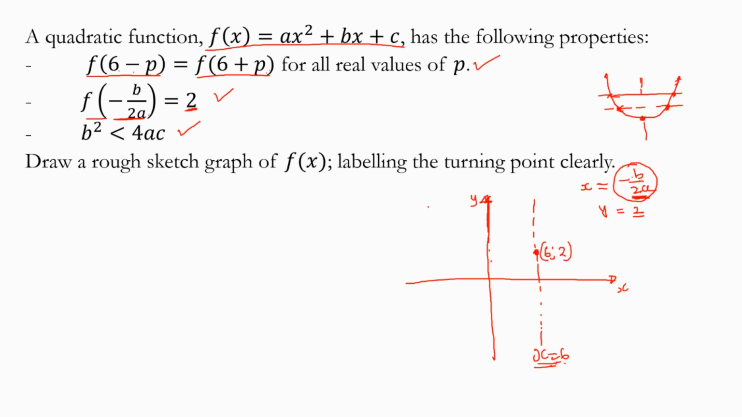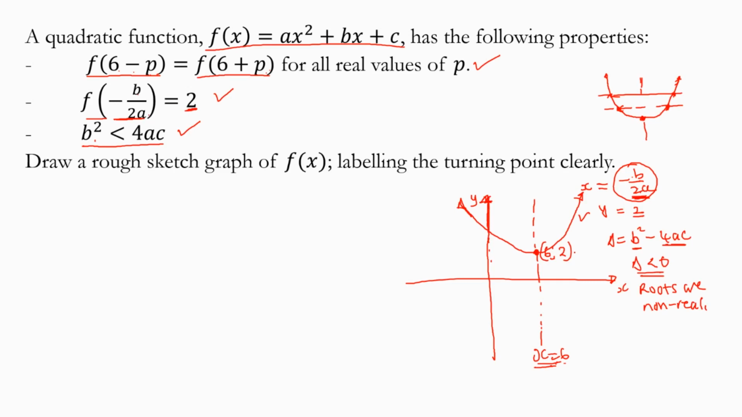And then the last point. b² < 4ac. Remember our discriminant. Discriminant is equal to b² − 4ac. So if b² is less than 4ac, then the discriminant is less than 0, and the roots are non-real. Now the graph does not cut the x-axis. So this graph should be concave up. It's not cutting the x-axis. It does not have roots. So this is the shape of the graph.